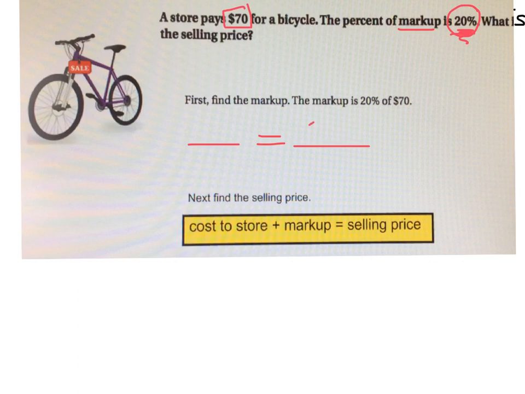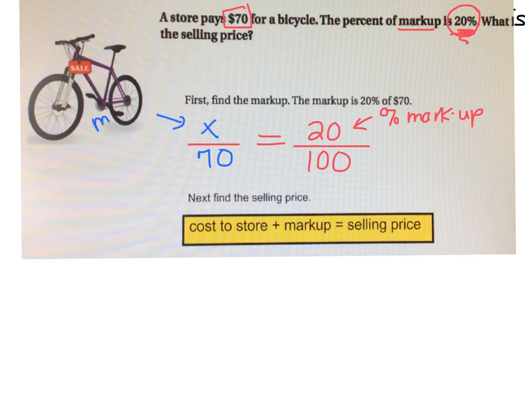First thing, your percent of markup goes over 100. So I'll put 20 over 100, and I'm just going to remember here that that's the percent of markup. It's a markup, which means the price is going up. The original cost to the store is 70. I want to know how much they marked it up, so across from here, this X, that's the markup price. Just keep in mind, it's the markup percent over here and the actual markup over here.